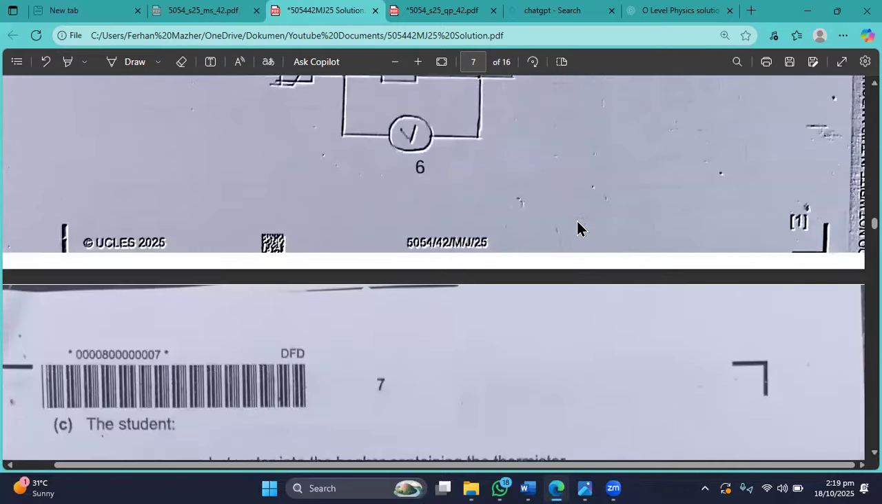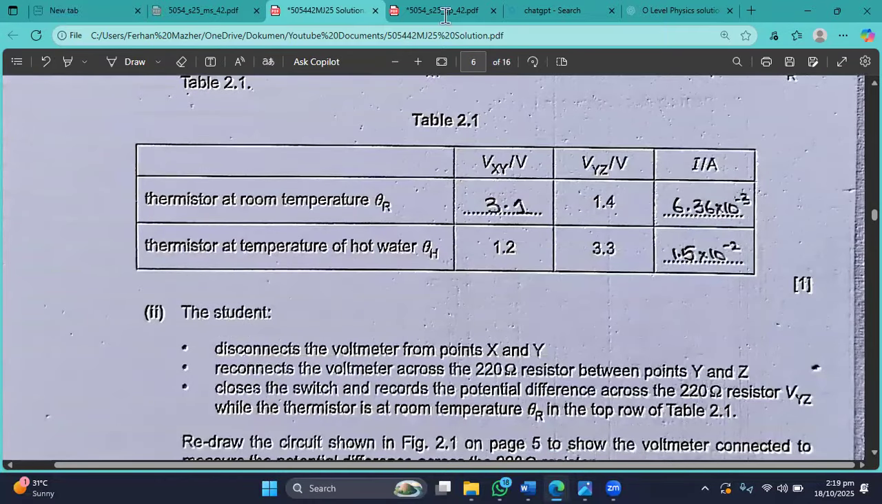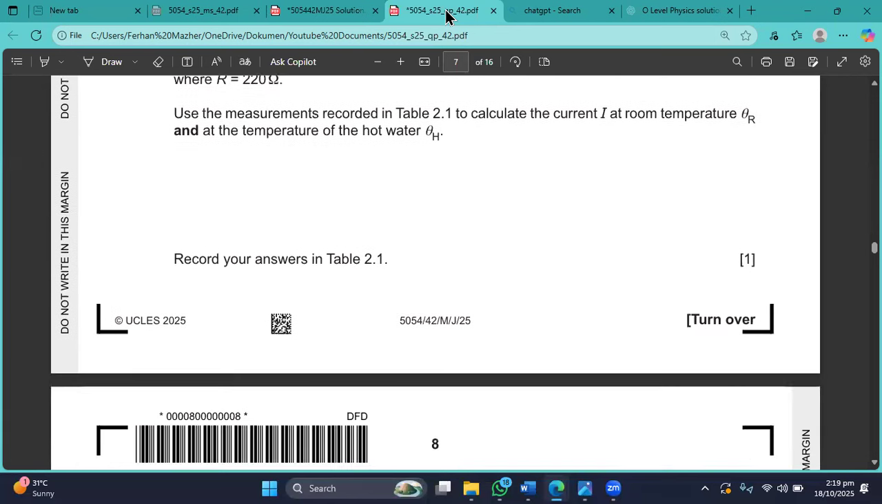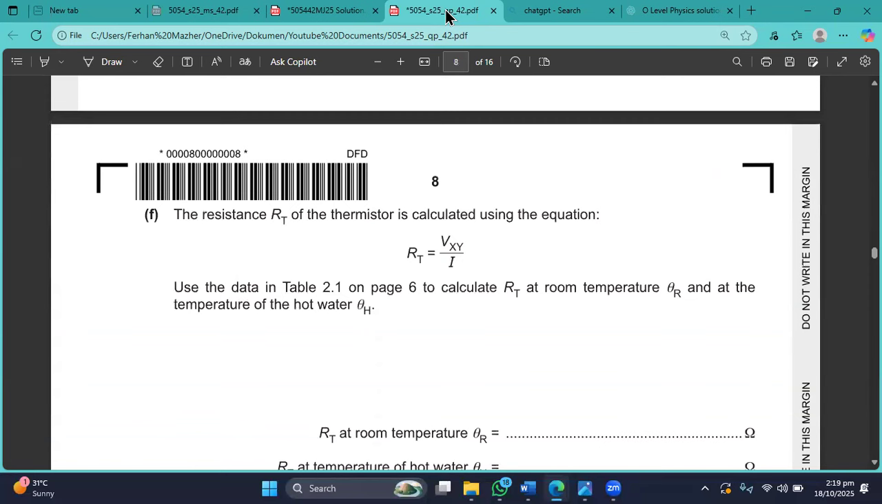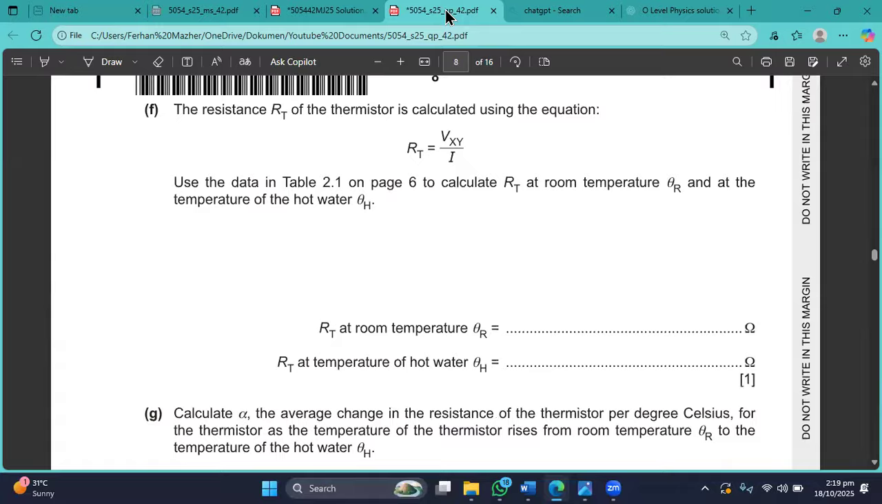So this is that table, where we have noted down those values. I hope you understand those calculations. Very simple, straightforward. You just have to understand the instruction, and then you have to do this. The F part says the resistance RT of the thermistor is calculated by the equation, the voltage drop across the thermistor divided by I. Use the data in table 2.1 on page 6 to calculate the resistance at room temperature and at the temperature of the hot water.